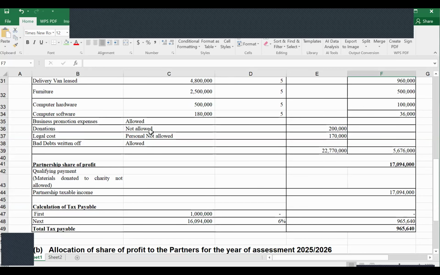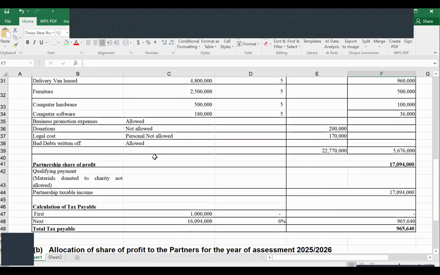Then donations are not allowable because donations are not allowable under the assessable income calculation. Then legal cost is for personal use, therefore it is not allowable. Bad debts written off are allowable. So then we can calculate the partners' share of profit. Now we can deduct.